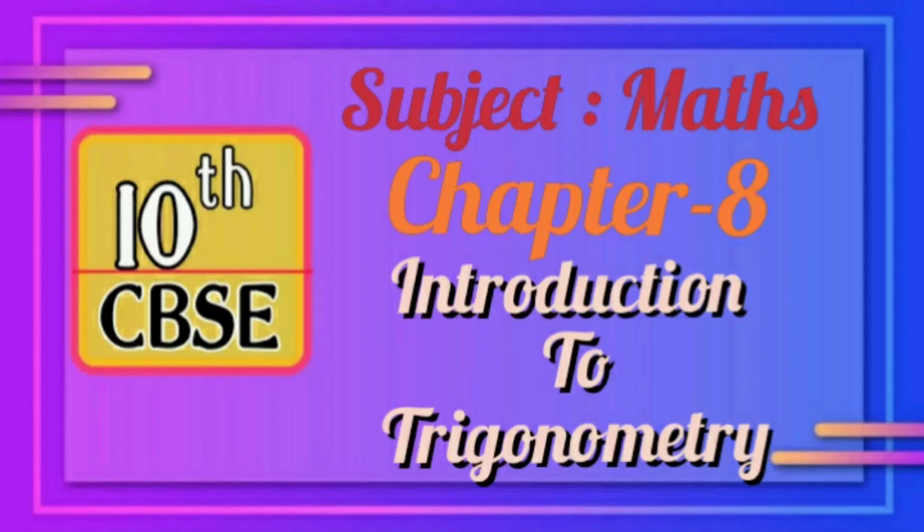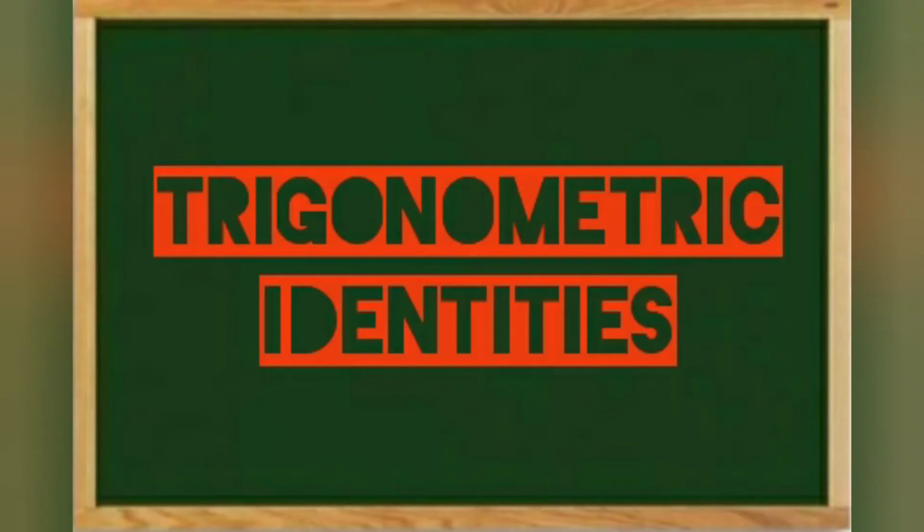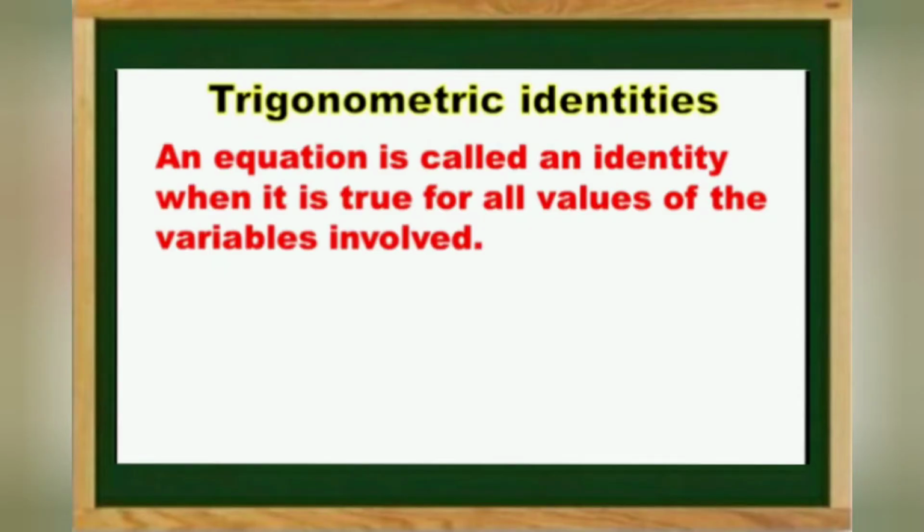Namaste students, in this video we are going to see trigonometric identities. First, what is the meaning of identity? An equation is called an identity when it is true for all values of the variables involved.